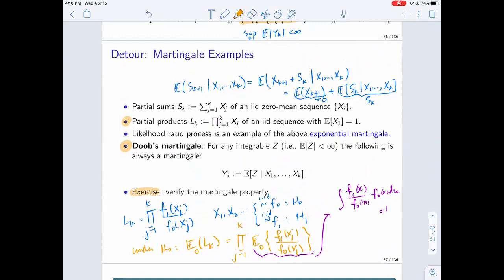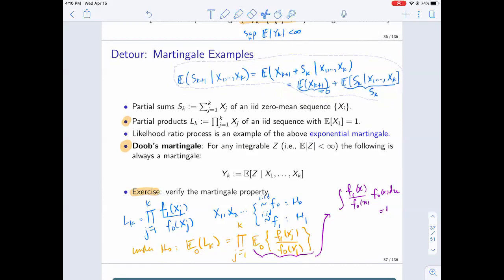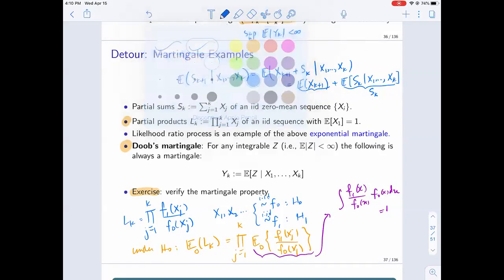Okay? So I'll wait here a little bit. If you have questions, it's a good time to ask. If you haven't seen martingales before, the definition looks a little bit tricky, but it's good to have some examples in mind. And here are some basic examples. Any questions, comments?